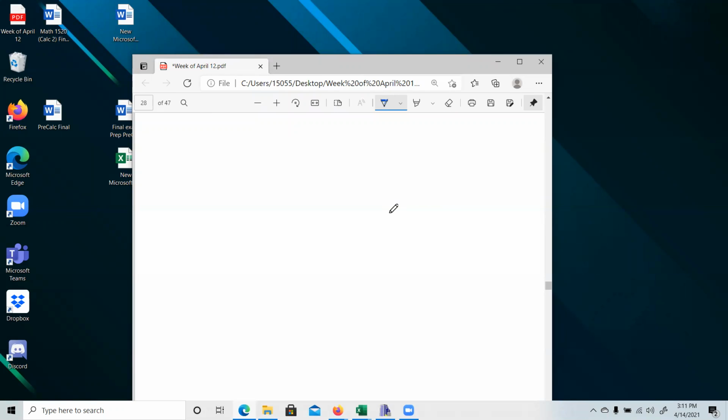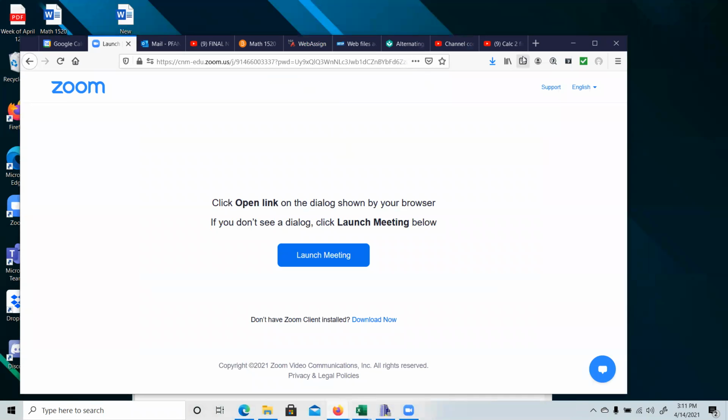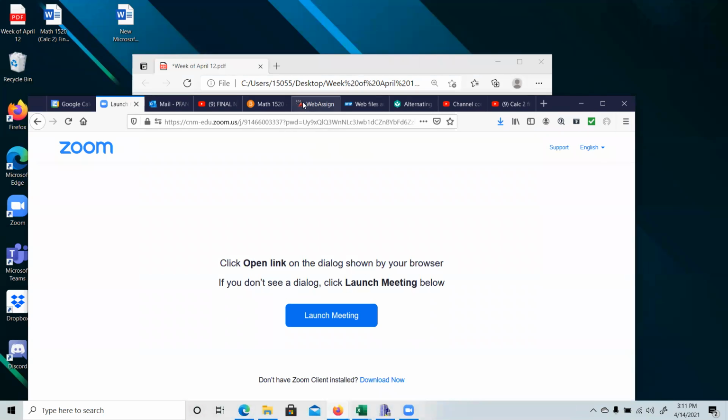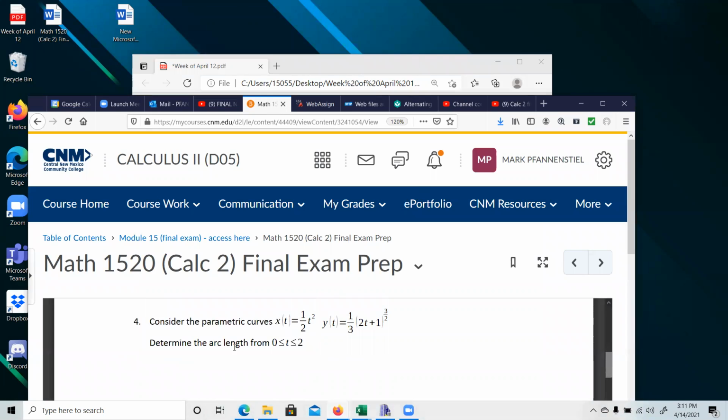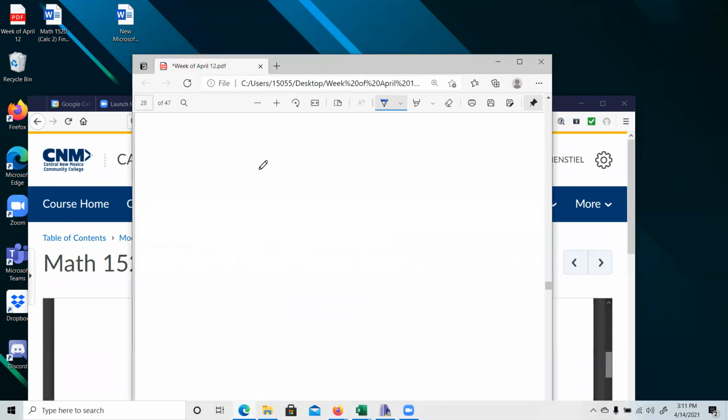Okay, so problem number 4 here. Let's see what we got. We have got... Okay, so consider the parametric curves and finding the arc length from those parametric curves. Let's see here.